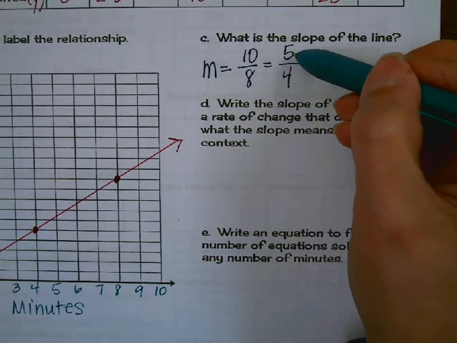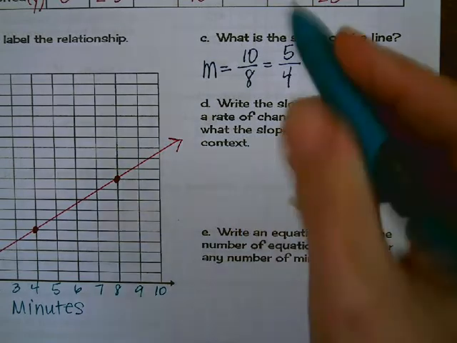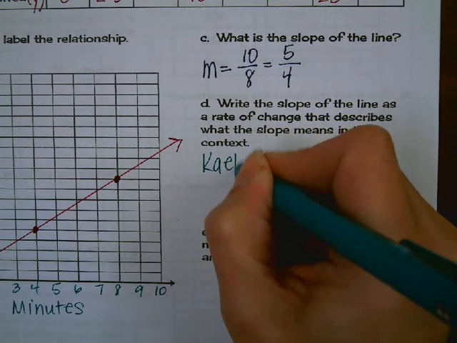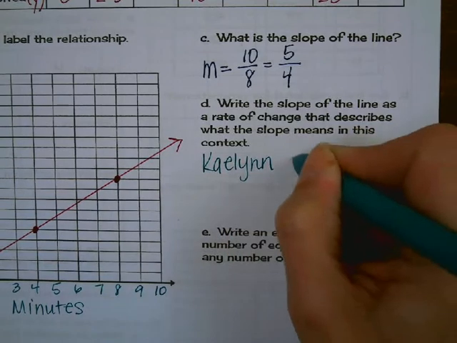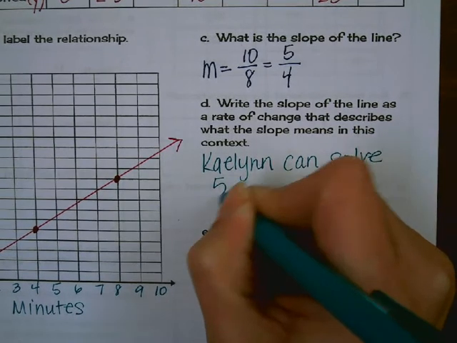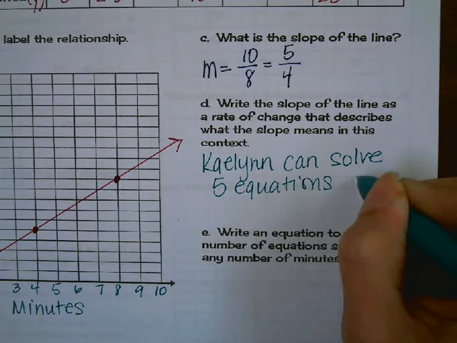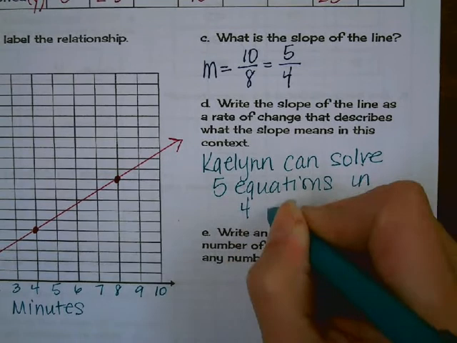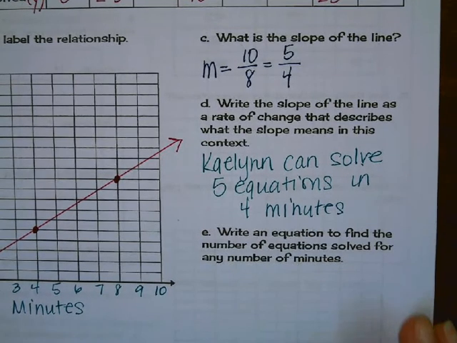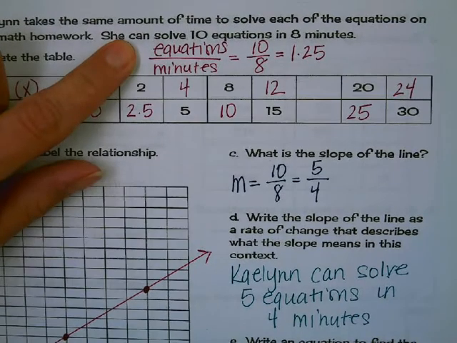Of course it wants to know, what does that slope mean in that context? According to my context, my top was my equations and my bottom was my minutes. So what that means is that Kaylin can solve five equations in 4 minutes.